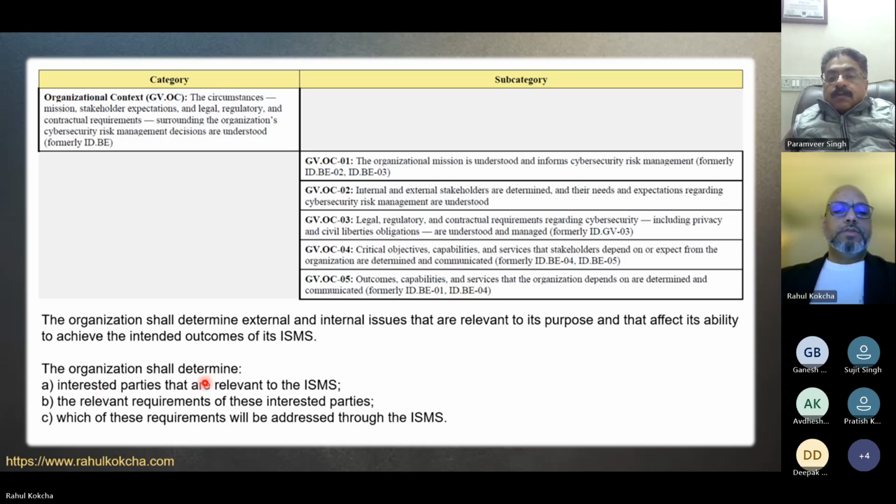So there's a difference in the language because this is more of a guideline and this is more of a requirement, right? But they both are talking along the same lines. So here also it is an organizational context, and in 27001 it talks about the context of the organization. This is how the standard starts. Going to the next one.